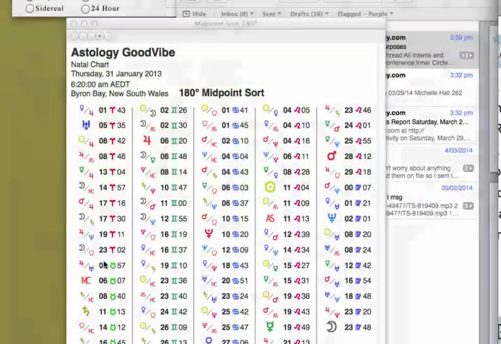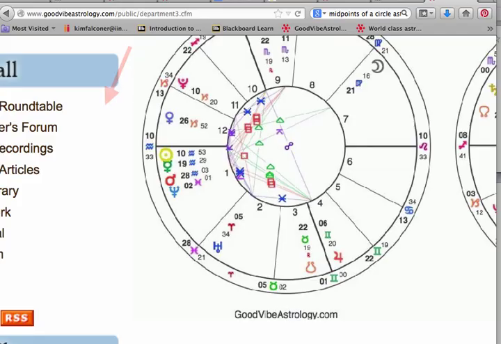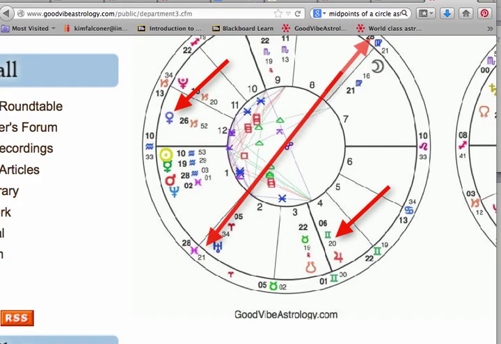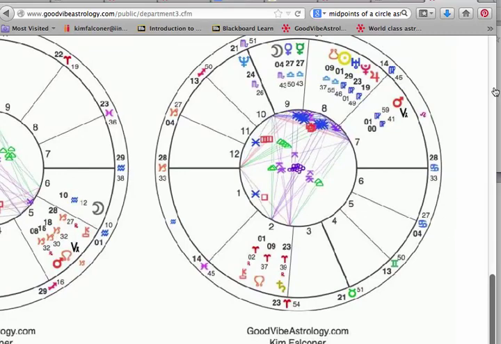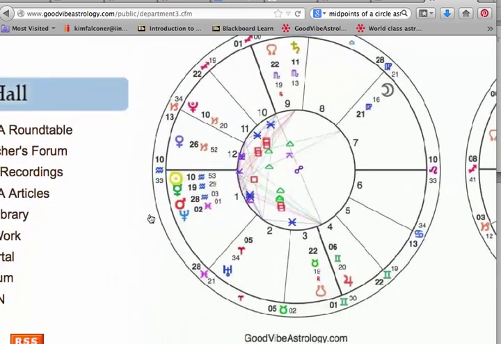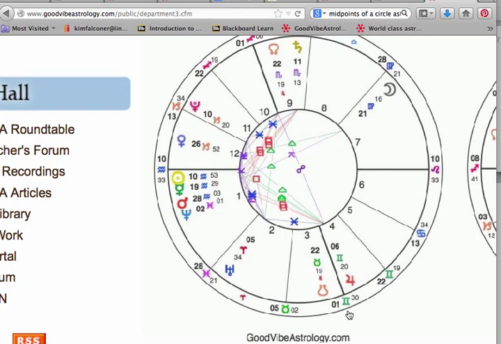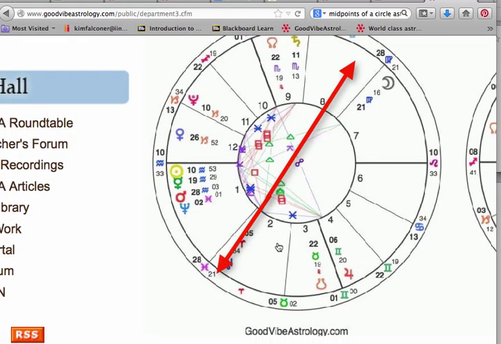If we go back to looking at this midpoint sort, we see that 1 degree of Aries in the Good Vibe Astrology chart happens to be the Venus-Jupiter midpoint. Venus-Jupiter. This is like joy and expansion and aesthetics and pulling things all together and forming and bonding and facilitating relationships. That's right there at 1 degree of Aries. If we look at Jeanette's chart, we see that her sun is 1 degree of Libra. So her sun is basically on the far midpoint of this very significant Venus-Jupiter midpoint of the Good Vibe Astrology.